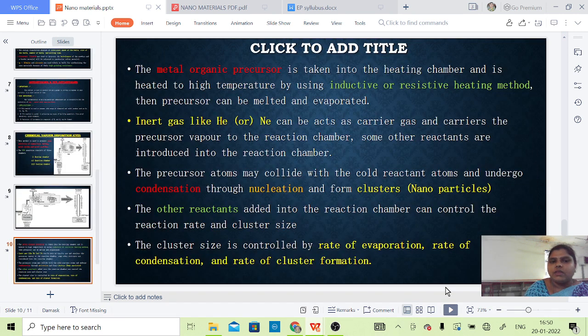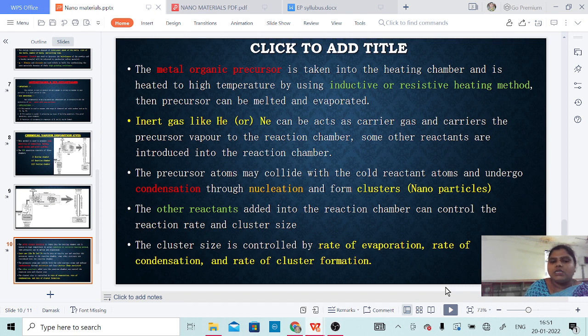Let us see. The metal organic precursor is taken into the heating chamber and heated to a high temperature by using an inductive or resistive heating method. Then the precursor can be melted and evaporated. Inert gas like helium or neon acts as a carrier gas and carries the precursor vapor to the reaction chamber. Some other reactants are introduced into the reaction chamber. Now the precursor atoms may collide with the cold reactant atoms and undergo condensation through nucleation and form clusters.